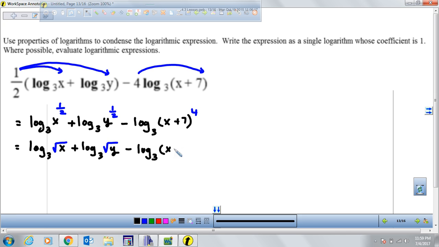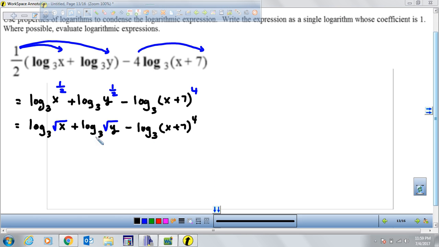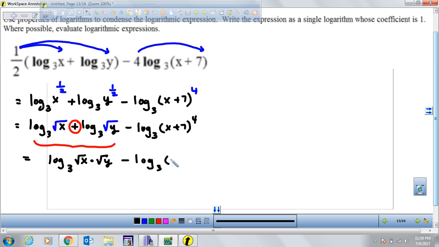And I'm just going to rewrite the other one. Okay. Now let's combine these logs right here. So on this one, there is an addition of two logs, so we can put it back together by multiplying them. So it would be the log base b of m plus log base b of n equals log base b of m times n. And then the minus log base 3 of x plus 7 to the 4th power.